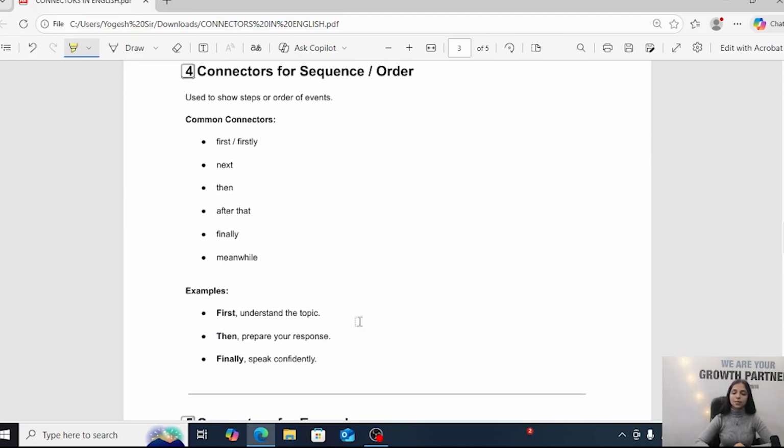Next is the connectors for sequence or order. When we have to make something very clear, what the person has to do one after the other, we use these connectors.